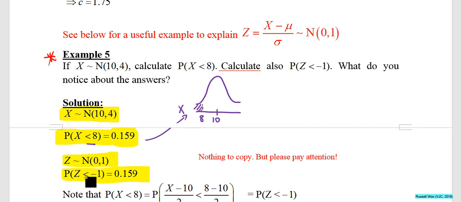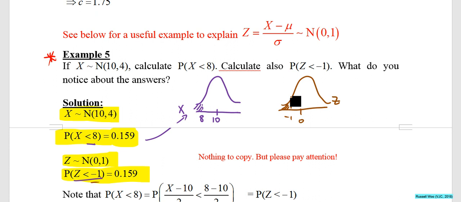Now, what you found here is another thing here. This is z. The mean is 0. Now you want probability z smaller than minus 1. The minus 1 is here. My diagram is very lousy. You realize that the area under the graph for these two are exactly the same.